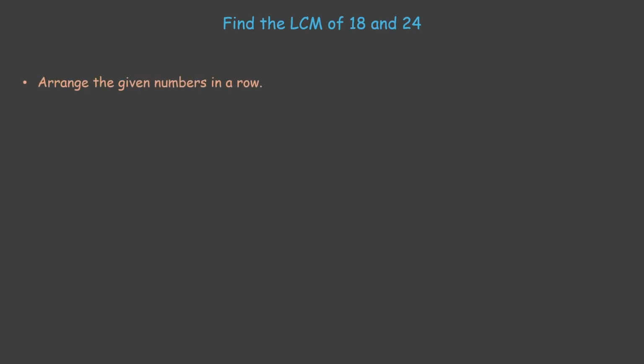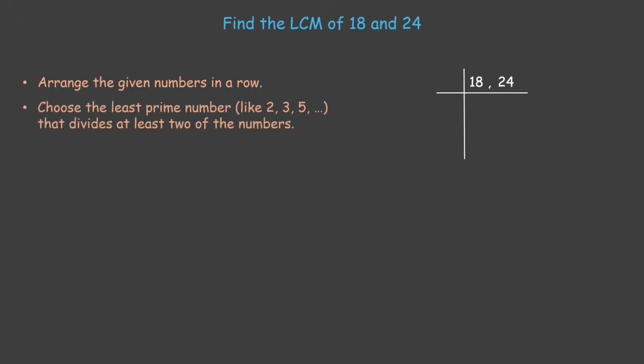The first step is to arrange the given numbers in a row. So we write down 18 and 24 in a row like this. Then the second step is to choose the least prime number that divides at least two of the numbers. Over here we have only two numbers, so we need to find a least prime number that will divide both of them. Since both the numbers are even, we know that they are divisible by 2. So we can divide them by 2, which is the smallest prime number itself.